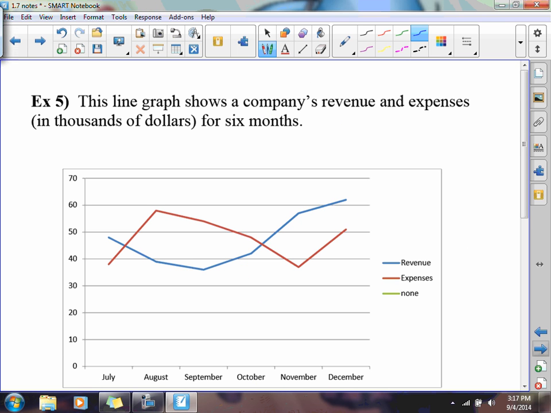Okay, one last one. We're going to look at a line graph and answer some questions about it. And this is a line graph that shows a company's revenue and expenses. So let's put that title up here. Revenue and expenses.